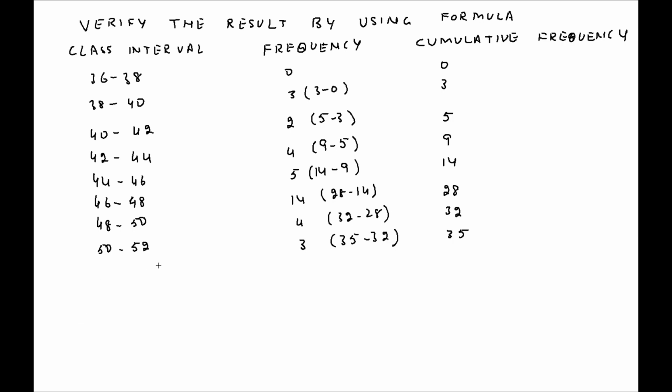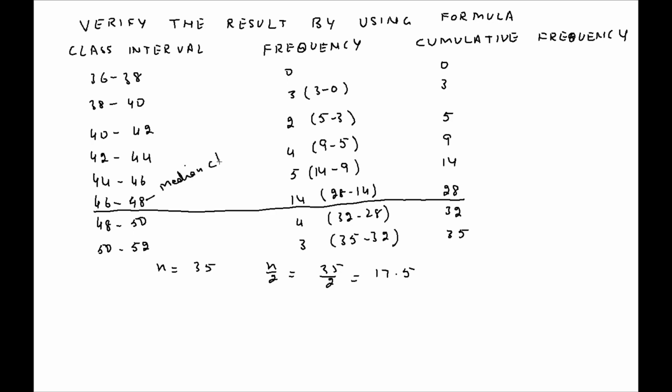N by 2 is 35 by 2 means 17.5. The number which is greater than 17.5 in cumulative frequency is 28. So I am going to underline this. Now 46 to 48 is the median class. Now here L is 46, H is 2, F is 14 and CF is 14.